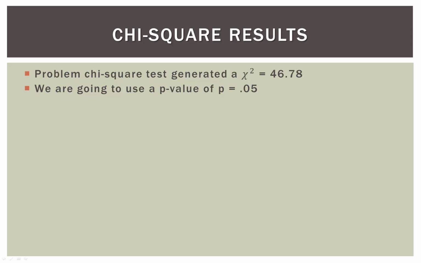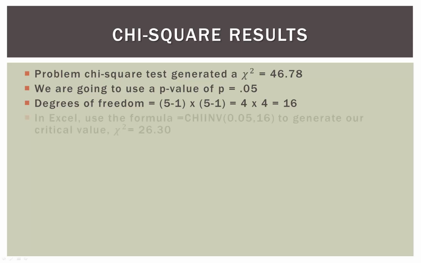So here are our results. Now remember our problem chi-square, we generated a value of 46.78. We're going to use a p-value of 0.05, and our degrees of freedom was 4 times 4, which is 16. Now in Excel, we use our formula to generate our critical chi-square. So we put our p-value there first and then our degrees of freedom. And that generated a critical chi-square value of 26.30.